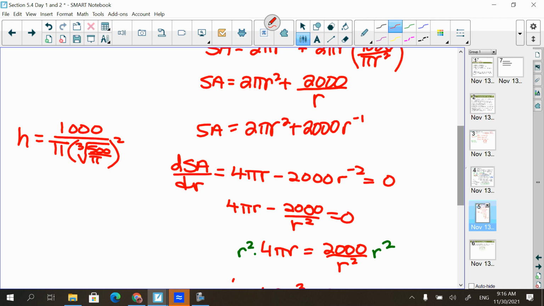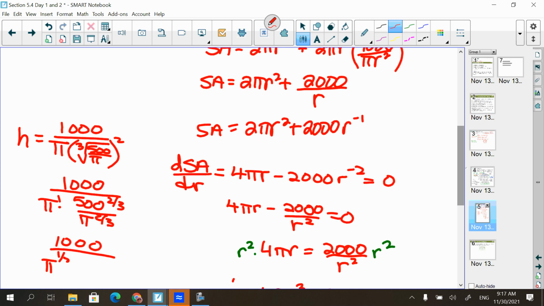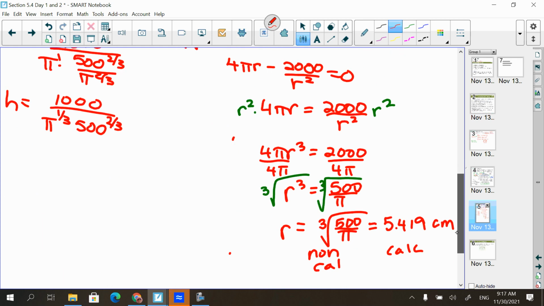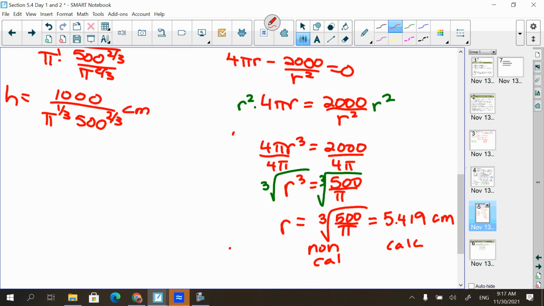But this right here, I'm sure these pi's would definitely reduce. So let me just show you quick. This here is like to the 2/3 power, 500 to the 2/3 power, and pi to the 2/3 power. And if you have pi to the first and pi to the 2/3, doesn't that give you pi to the 1/3 power? So this would be 1,000 pi to the 1/3, 500 to the 2/3 power. So you could leave it like that. You could say the cube root of pi and the cube root of 500 squared, or the cube root of 25 with four zeros, so 250,000. Of course, that would be in centimeters as well. But if you don't have a calculator, that's how you leave it.